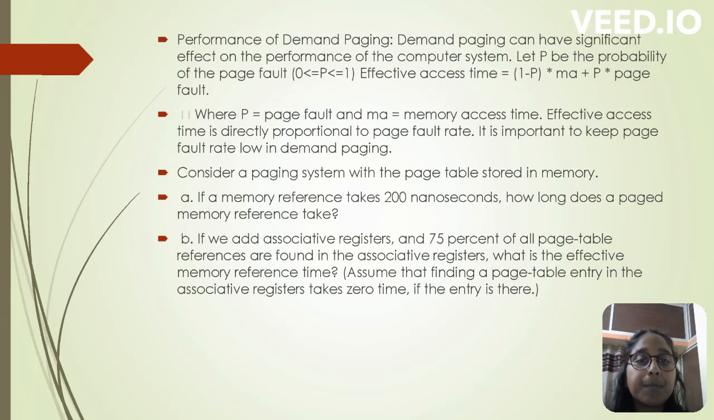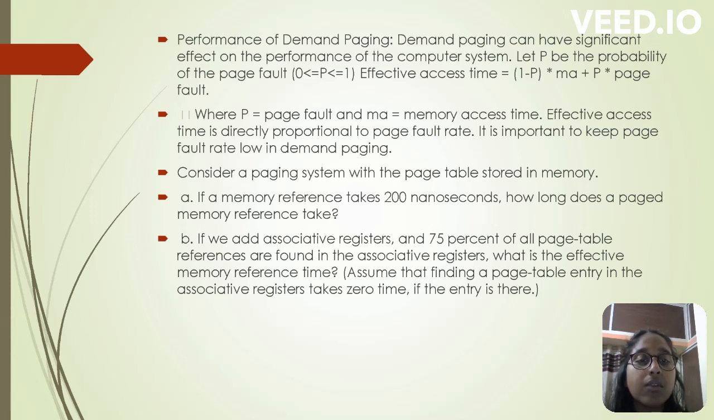Performance of demand paging. Demand paging has a significant effect on the performance of the computer system. Let p be the probability of a page fault. Effective access time is (1 - p) x ma + p x page fault time, where p is the page fault rate and ma is the memory access time. Effective access time is directly proportional to the page fault rate. It is important to keep the page fault rate low in demand paging.